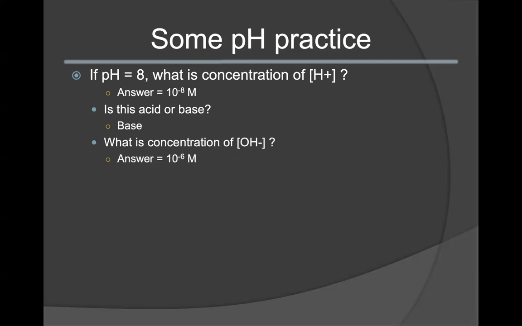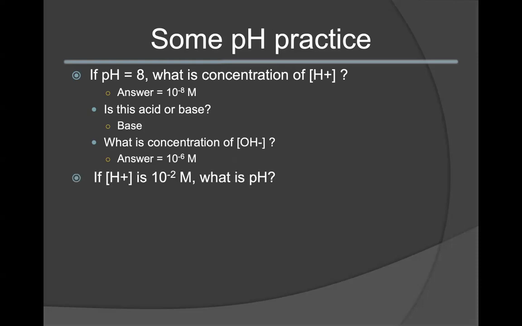I could also ask you what would be the pOH of this solution. You can get that by taking the pOH of the hydroxide ion concentration. So you could take 10 to the minus 6, take the minus log of that, and you would get a pOH of 6. I could also take a look at the pH, which is 8, and the pH plus the pOH should equal 14. So if my pH is 8, my pOH should be 6. 8 plus 6 equals 14.